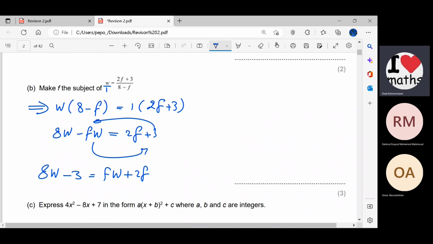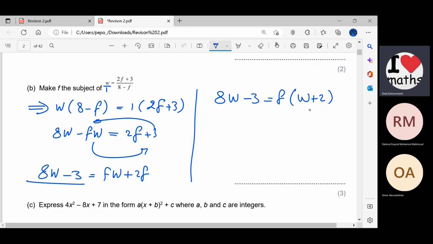Okay, what was my next step? From this one we took the F as a common factor, so here there is no issue. I can keep it as 8W minus 3 equal, I'll take the F as a common factor, and the remaining here will be W plus 2. Agreed? Do we have any problem with this one?